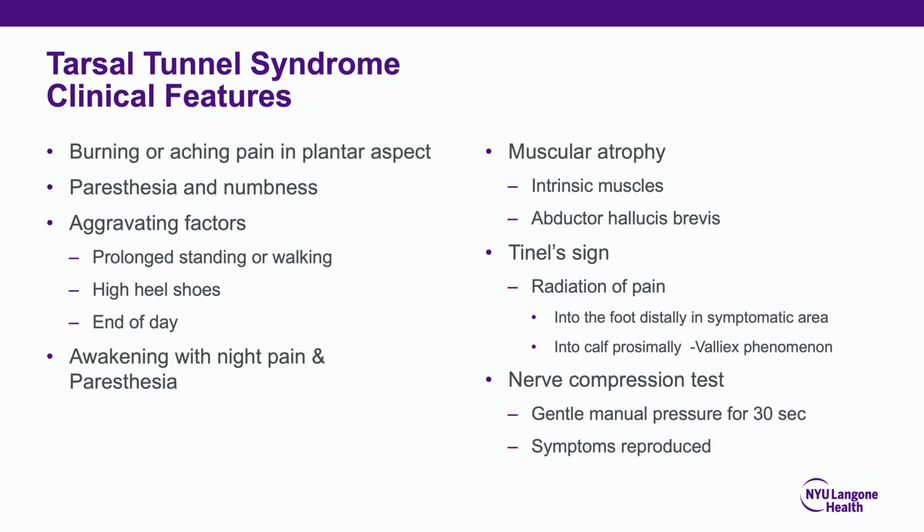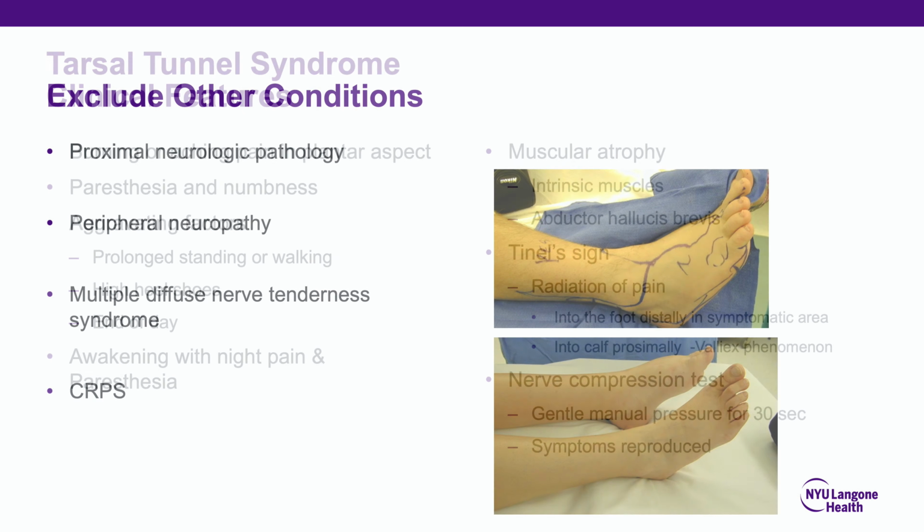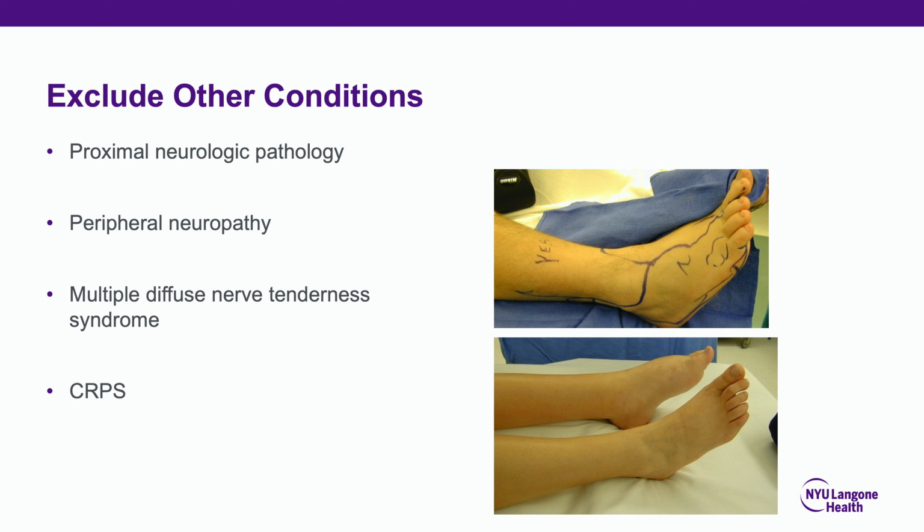On physical examination, muscular atrophy may be noted in the intrinsics and the abductor hallucis brevis. Tinel sign can cause radiation of pain into the foot distally, into the symptomatic area, or into the calf more proximally. Nerve compression tests consist of gentle manual pressure for 30 seconds, and symptoms are reproduced. Other conditions should be excluded, such as proximal neurologic pathology, peripheral neuropathy, multiple diffuse nerve tendinous syndrome, and CRPS.